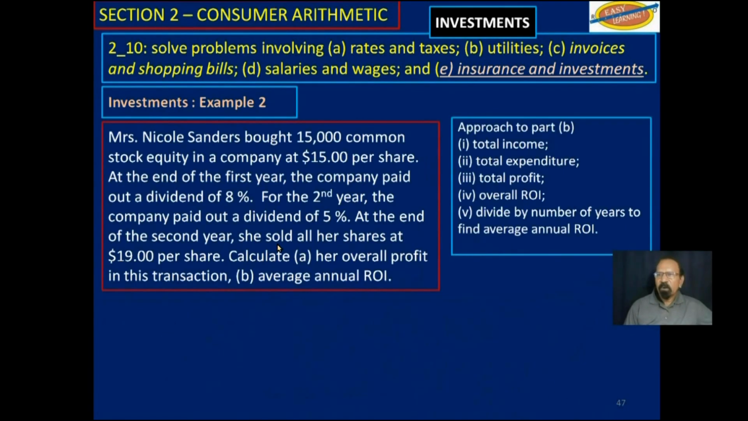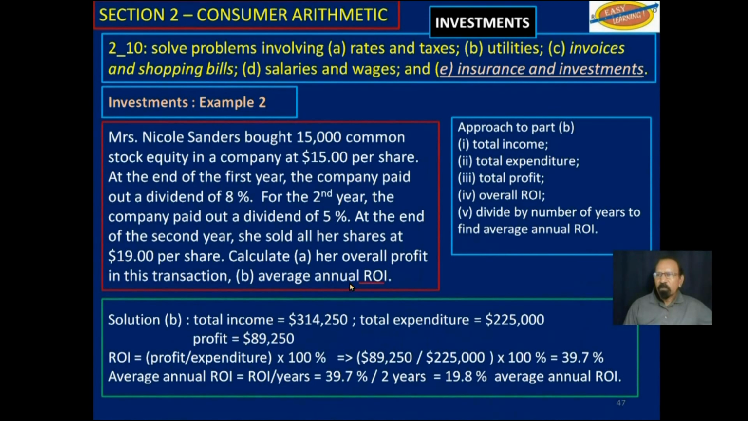We want to find her ROI. So we said that she got this amount profit. Now, recall she invested this amount of money. So her ROI will be profit over expenditure, express that as a percentage. So that's her profit, expenditure as a percentage. She gets almost 40% ROI.